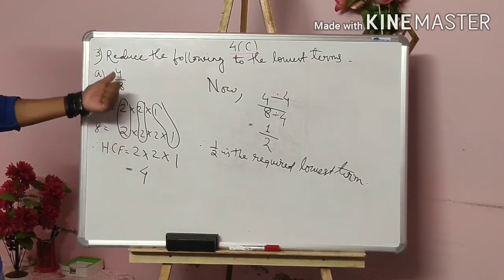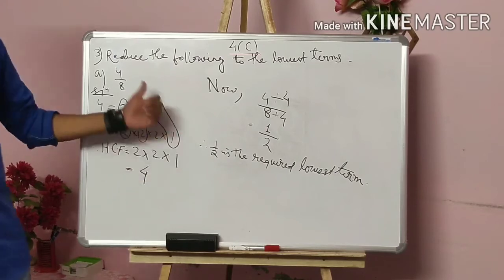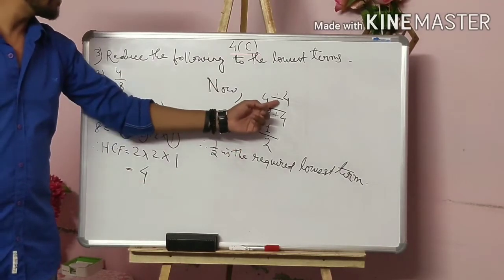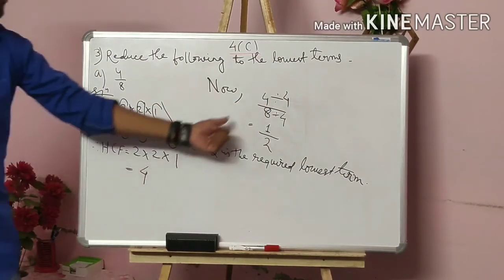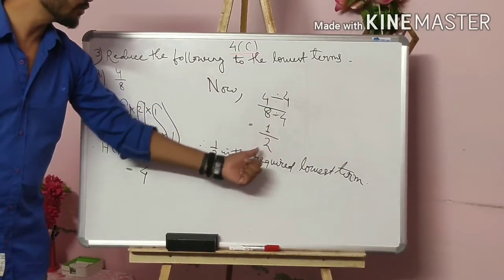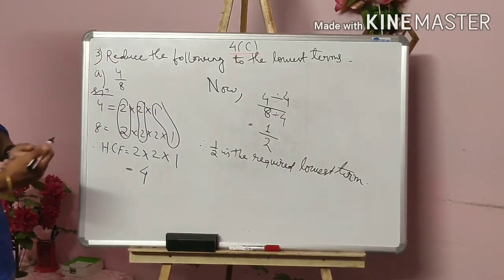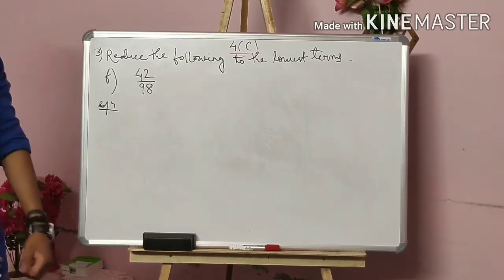Now what we are going to do, just divide 4 by 8 with the help of 4, that means the HCF we have got. So 4 by 8 I have written here and divided it with the help of HCF. So 4 divided by 4, again 8 is divided by 4, and we have got what? 1 by 2 as the required lowest term. So I think you have got question number 3A.